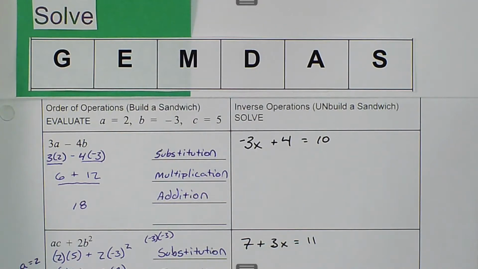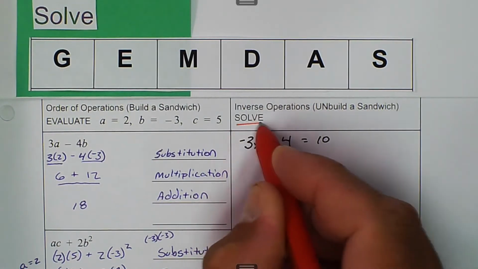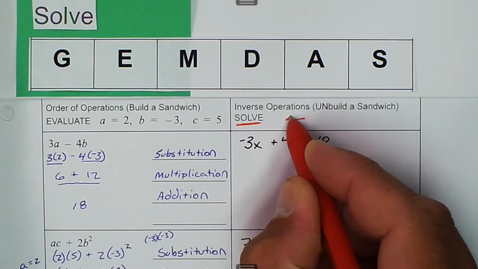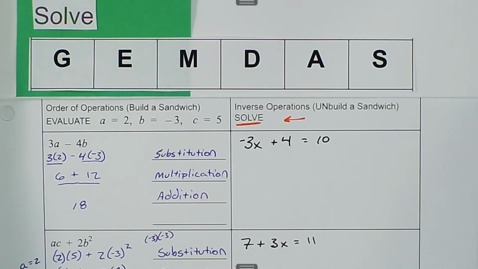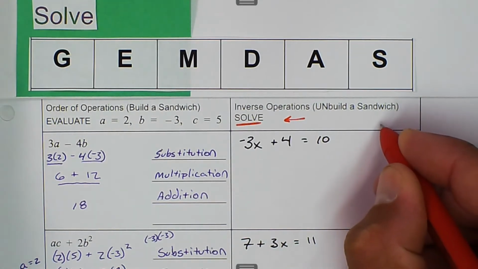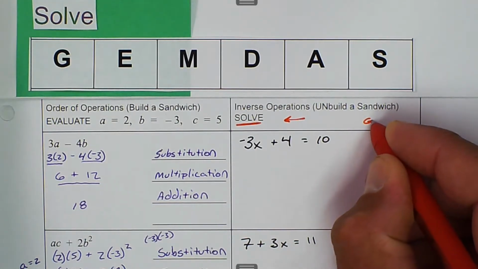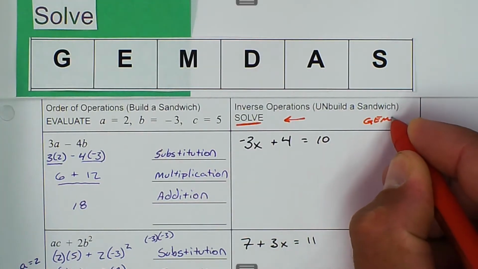We are talking about solving equations, and we're going to use GEMDAS to remind us the order in which we're supposed to do that. But remember, when we're using GEMDAS to solve, we want to work backwards. So we're going to start with subtraction and work our way up to groups. So over here, I'm going to write it down just to remind myself. GEMDAS.